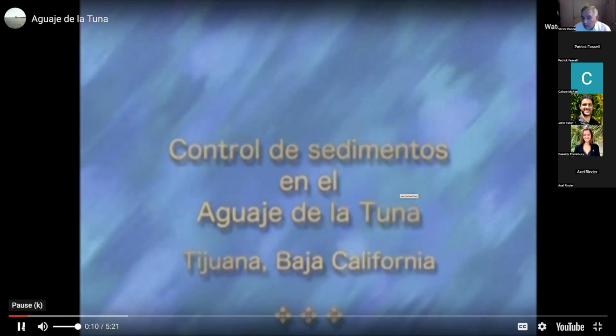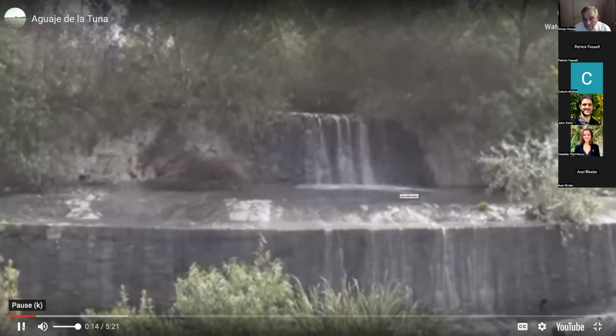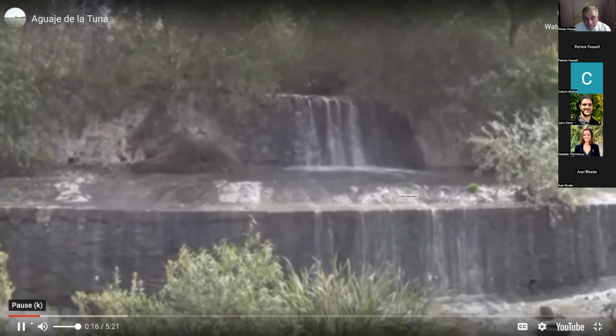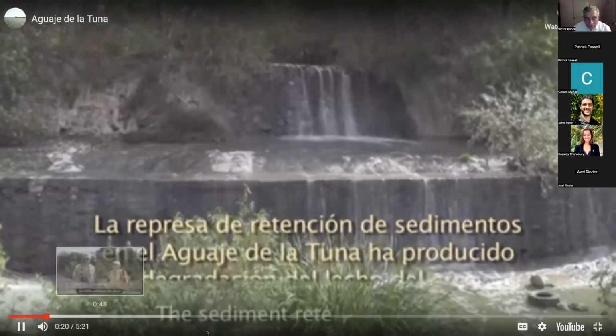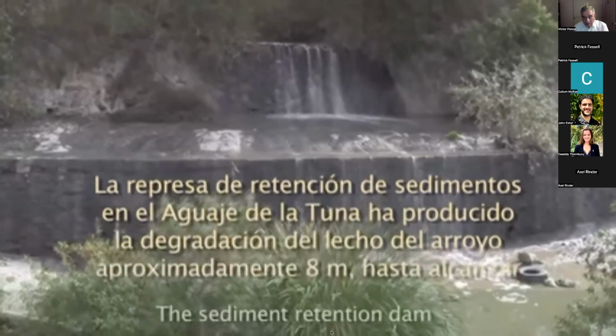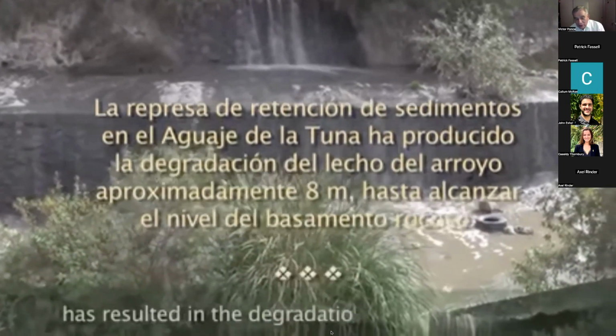Control of sediments in the Aguaje de la Tuna. These were two sediment retention dams. Read the part at the bottom. Sediment retention dams at the Aguaje de la Tuna.